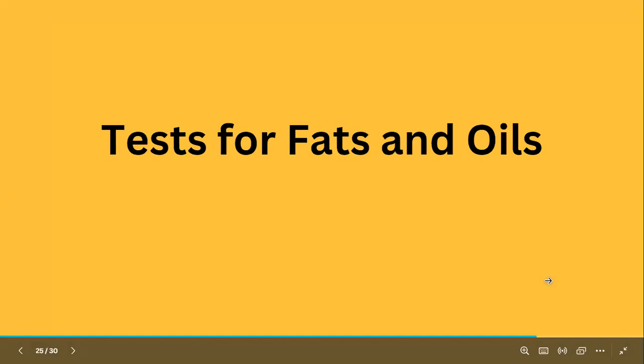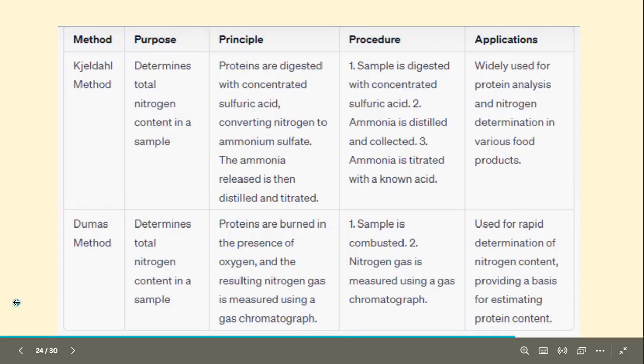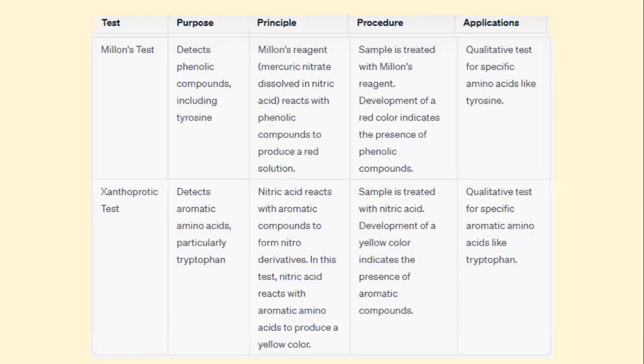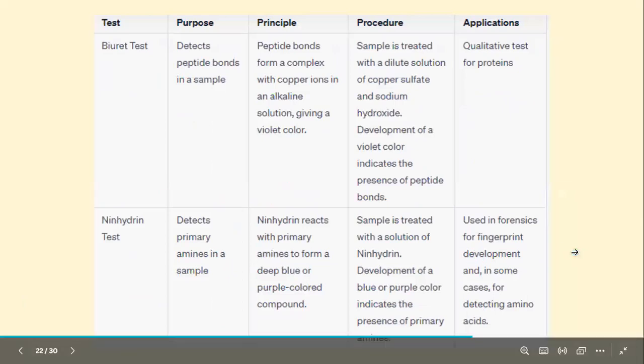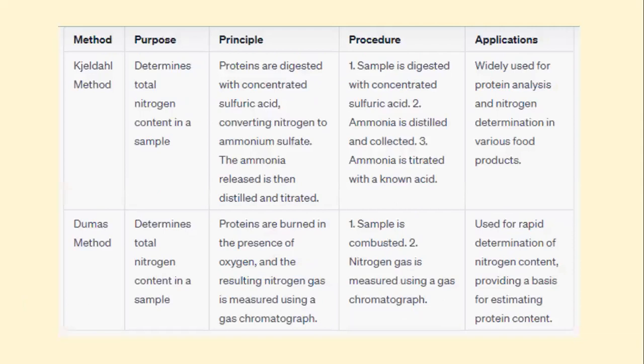So these are the basic tests for proteins. I've mentioned 4 basic qualitative tests and 2 quantitative tests. Qualitative: Biuret, ninhydrin, Millon's test, and xanthoproteic test. Quantitative: Kjeldahl and Dumas.